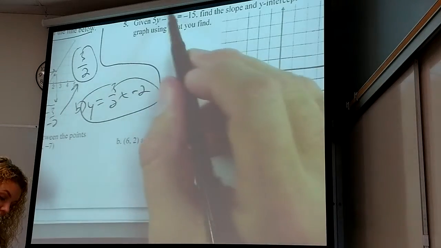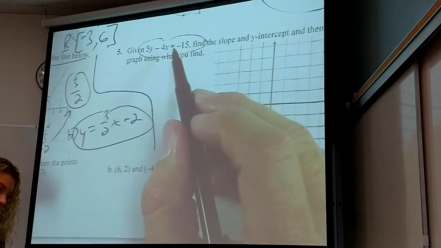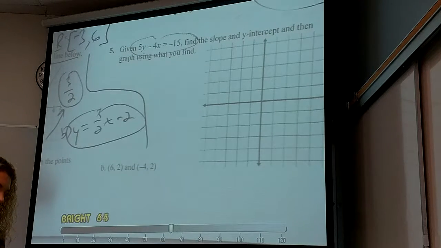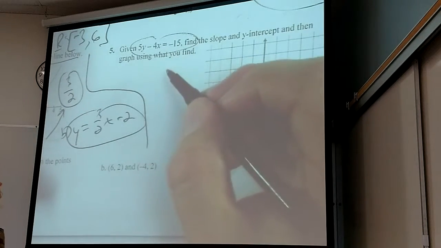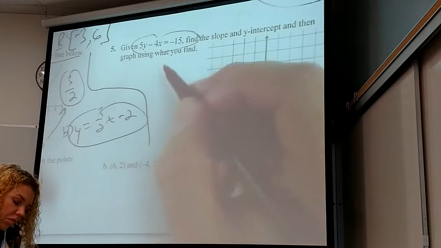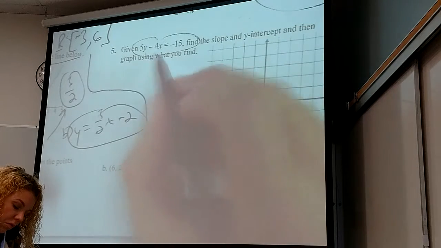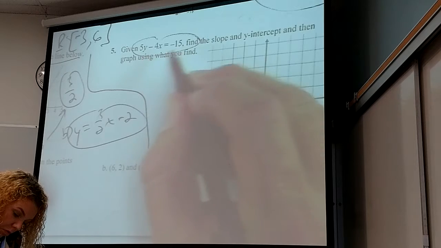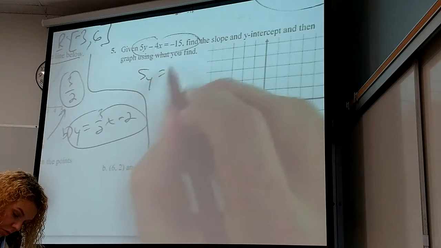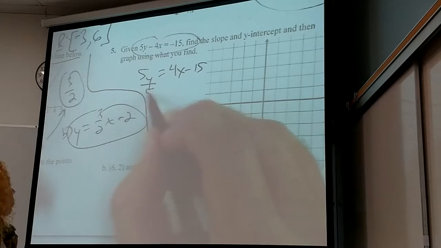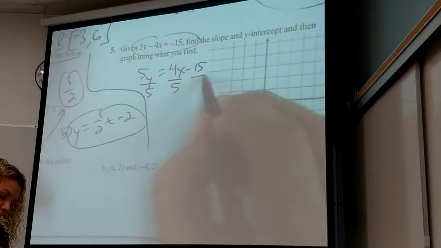Alright, now what about, this is kind of like the reverse of this. Given this equation, how do I find the slope and the y-intercept? Get y by itself. So what's the first thing I would do? Add 4x, so I get 5y equals 4x minus 15. And then I divide by 5. When you divide, you've got to divide everything.